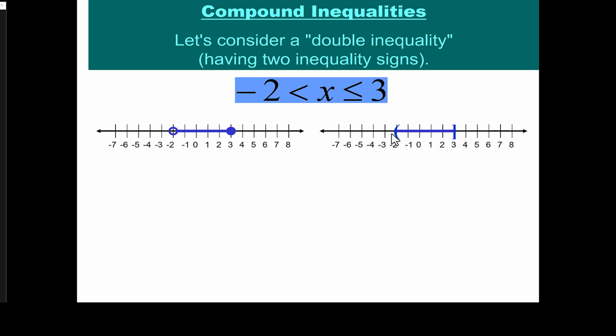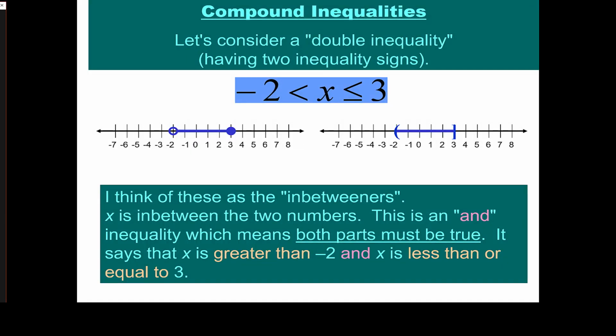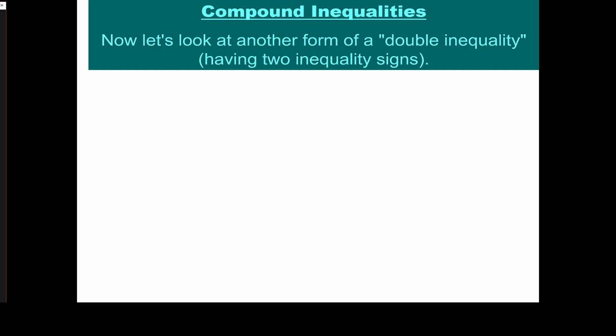These brackets tell the behavior of the endpoints, and the circle notation does the same thing. I think of these as in-betweeners. x is in between the two numbers. This is an AND inequality, which means both parts must be true. It says that x is greater than -2 and x is less than or equal to 3.